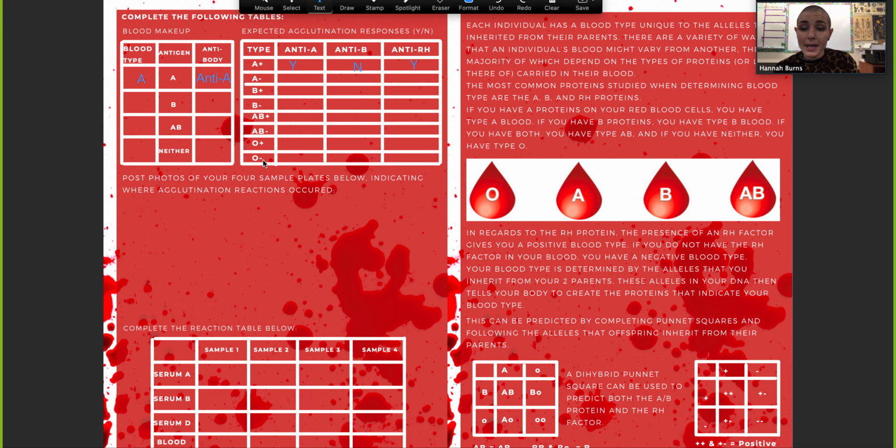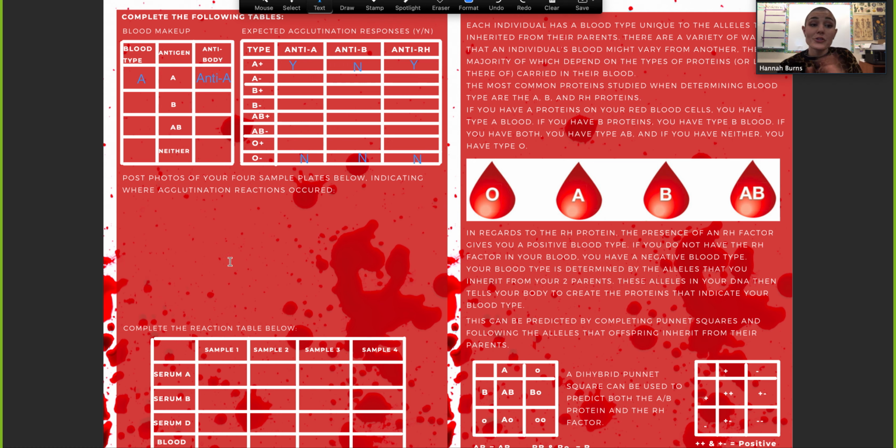And let's do this example down here for O negative. O is naked. It doesn't have either protein on it, so I would not expect a reaction with the A antibodies because there are no A proteins to react to, nor would I expect a reaction with the B antibodies because, once again, there are no B proteins for it to react to. And because I have a negative blood type here, that also means I do not have any Rh proteins, so I would not expect a reaction with the Rh antibodies. So that's how you're going to complete this chart here.